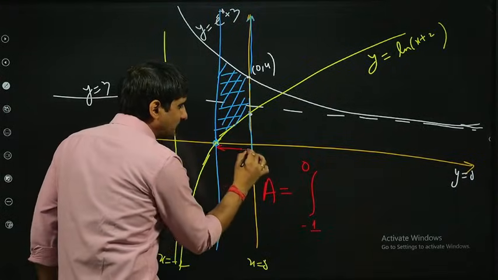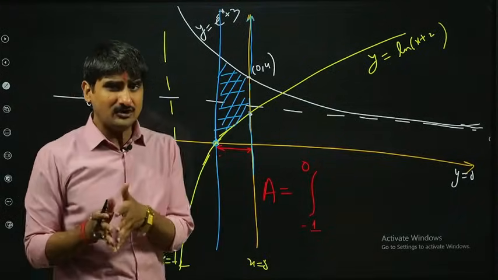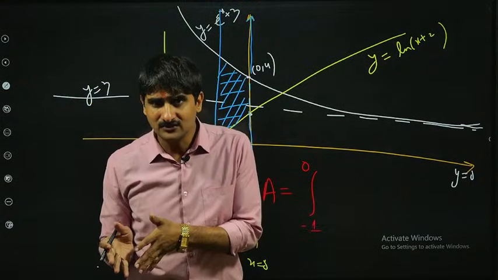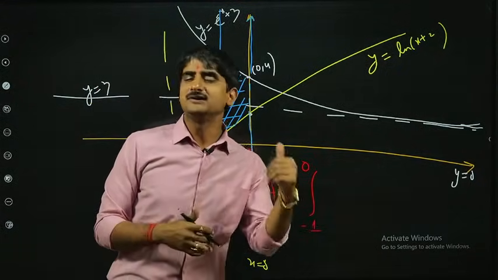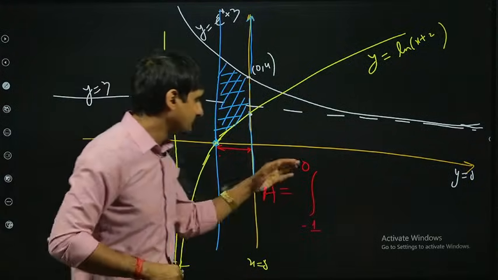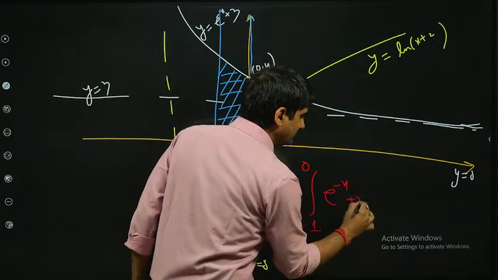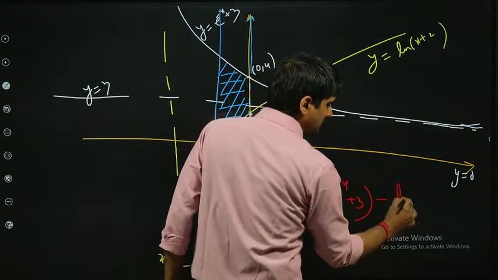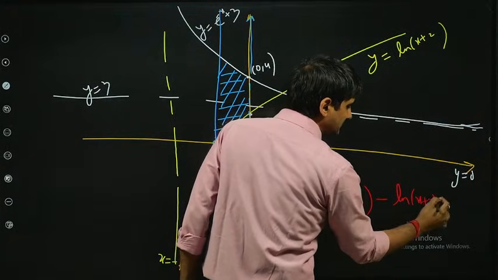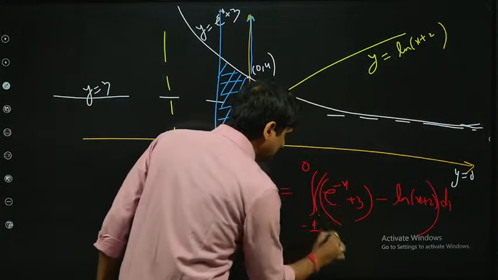Limit of x goes from -1 to 0, because one bound of the region is at x is equal to -1, another bound is at x is equal to 0. So the boundaries are from -1 to 0. Upper curve, which is e raised power minus x plus 3, minus lower curve, which is ln of x plus 2, and that's it, dx. So we can easily solve it.